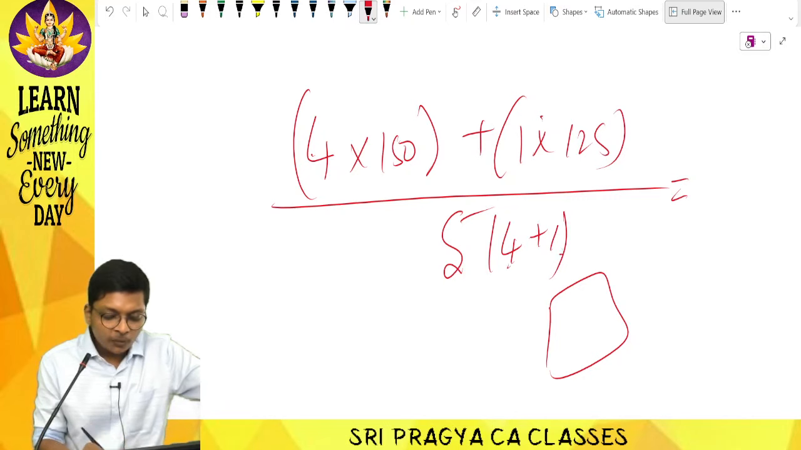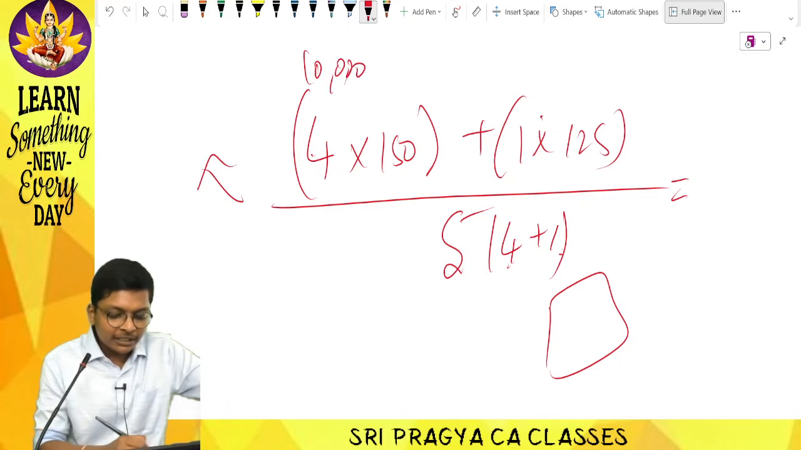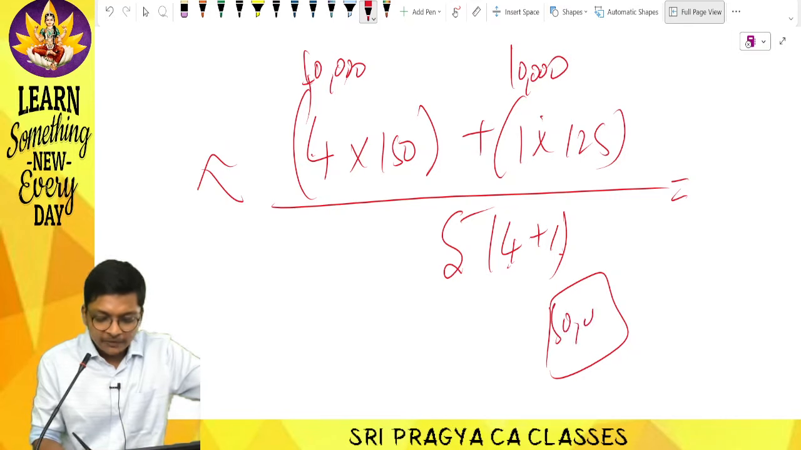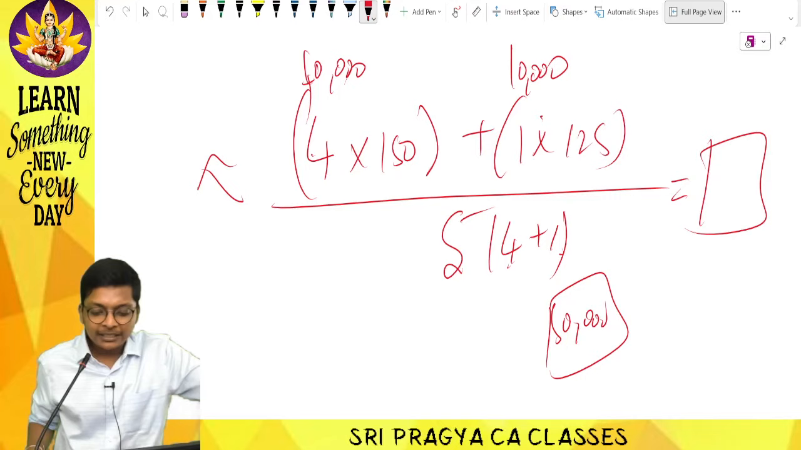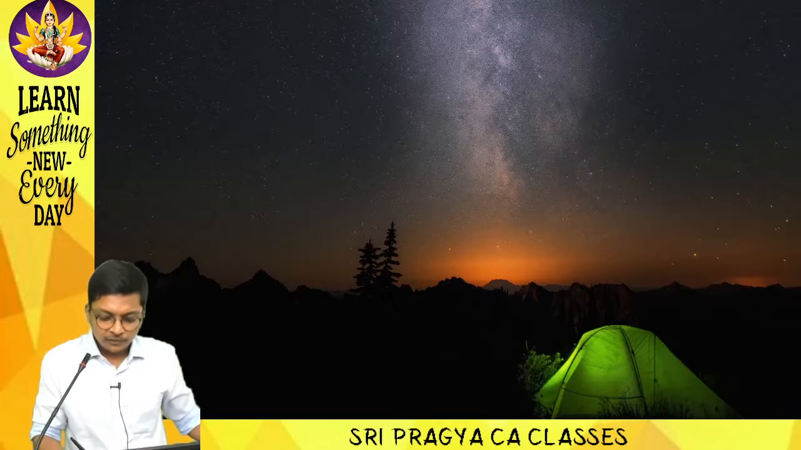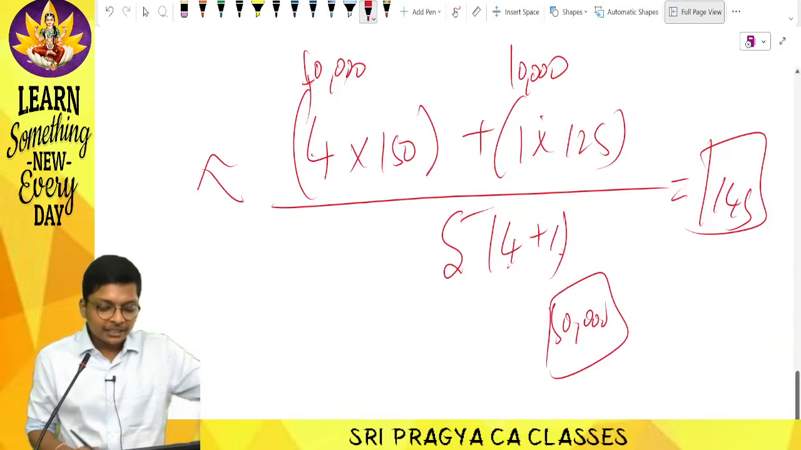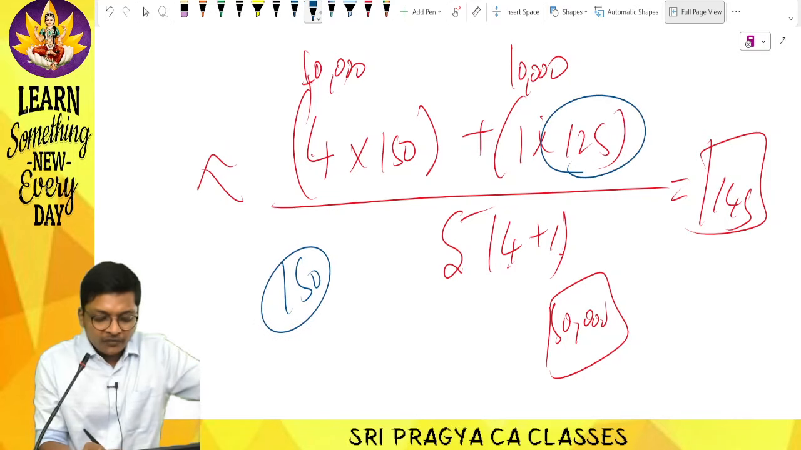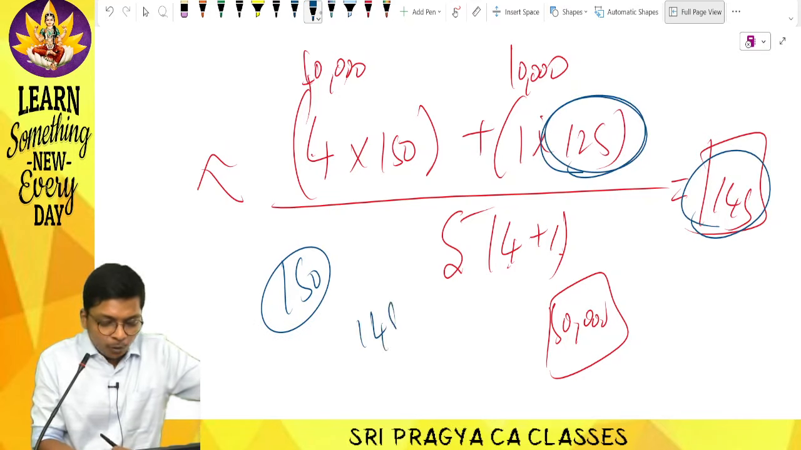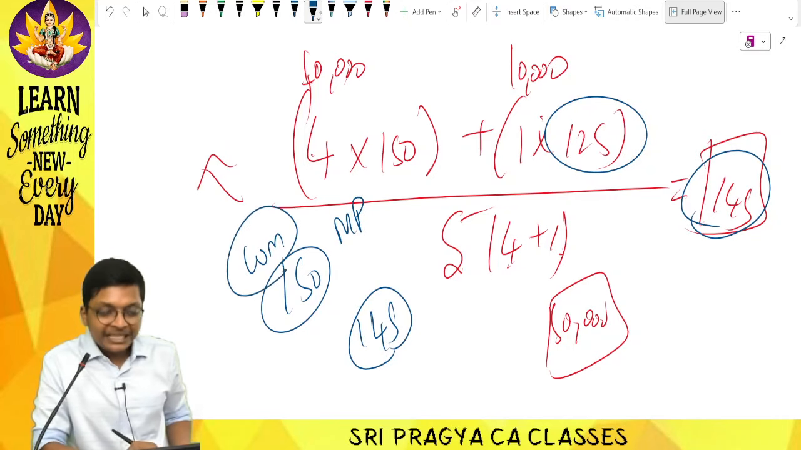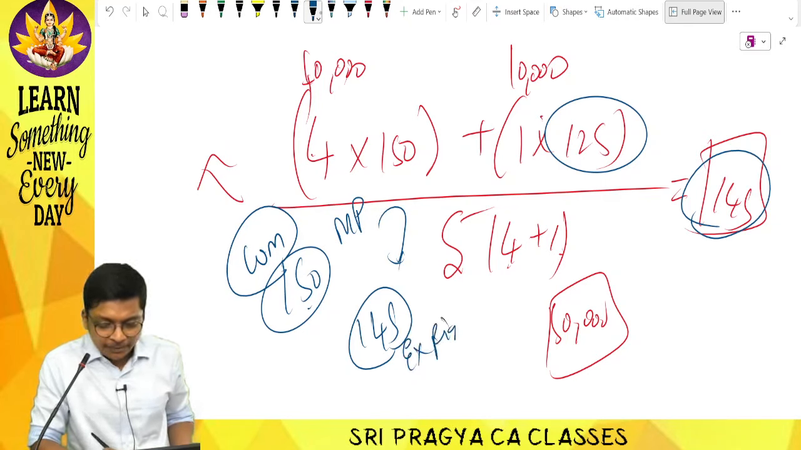Even if you keep this as 10,000, or let's say 40,000 here, then this will be 10,000 and the total will be 50,000. Your final theoretical X-right price will be the same, which comes to 145. That means a share which is worth 150, you paid 125 and purchased. So the market price post rights is 145. Market price before rights, known as cum rights price, is 150. Market price after rights, known as X rights price, is 145.